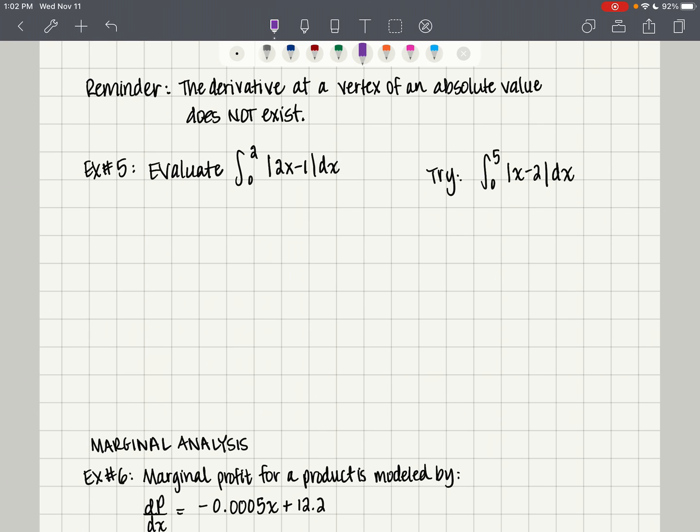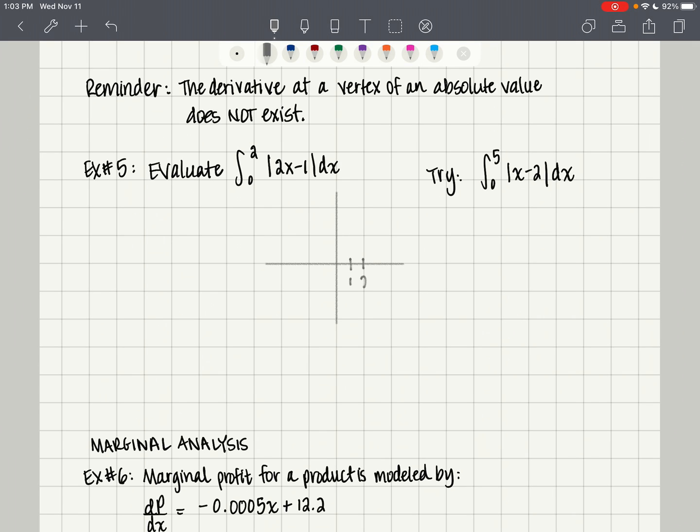Remember that the derivative at a vertex of an absolute value does not exist. So when we evaluate the integral from 0 to 2 of the absolute value of 2x minus 1 dx, knowing what that graph looks like will be helpful in determining whether or not we're going to have a vertex be part of our problem.